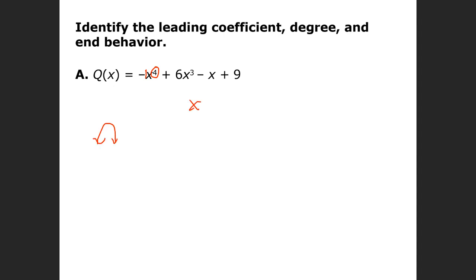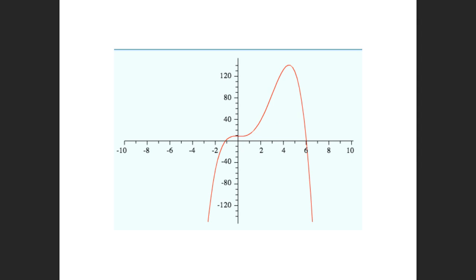So as x approaches negative infinity, y approaches negative infinity. As x approaches positive infinity, y is going to go to negative infinity. They're both going down. So my end behavior is going to go down on both sides. And this is what the graph looks like.